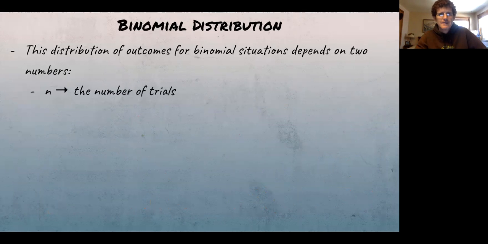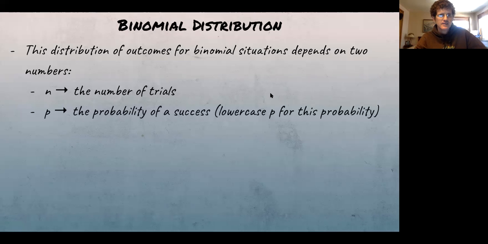So we're looking at binomial distributions. Anyways, let's just run through it. The distribution of outcomes for binomial depends on only 2 numbers. n is the number of trials, so that's when we're doing our n choose k. And p is the probability of a success.